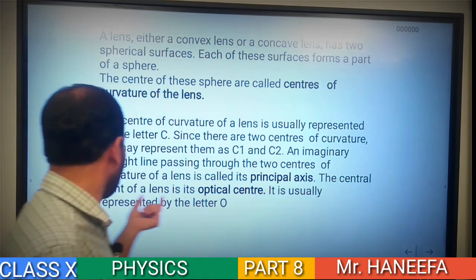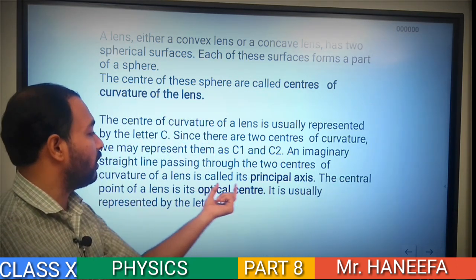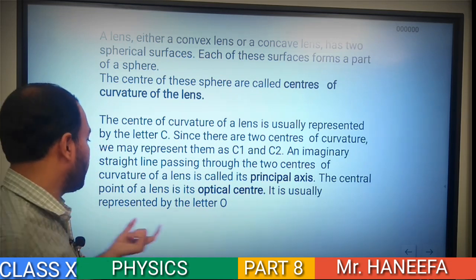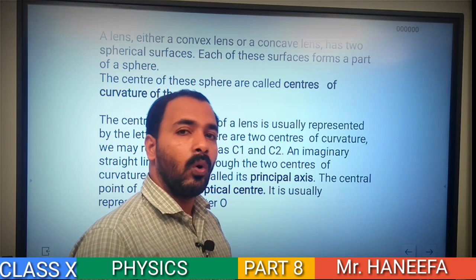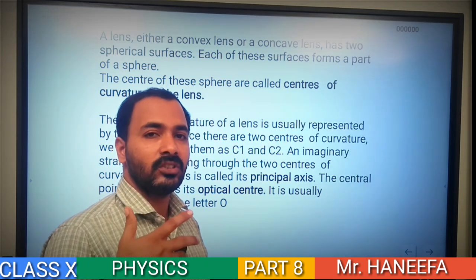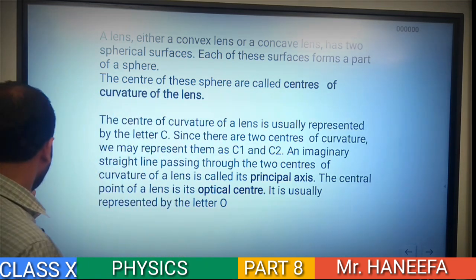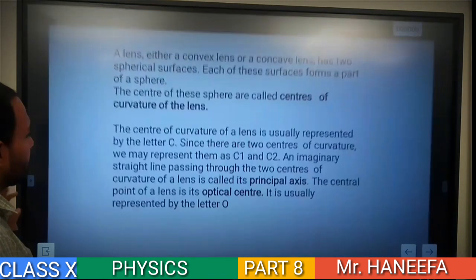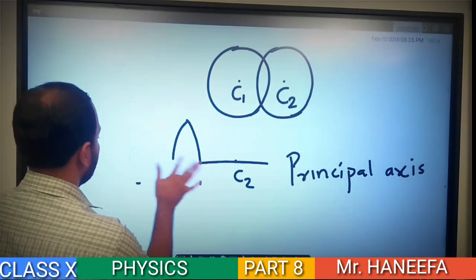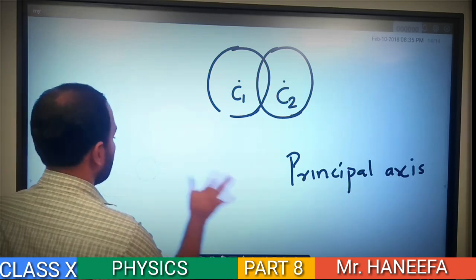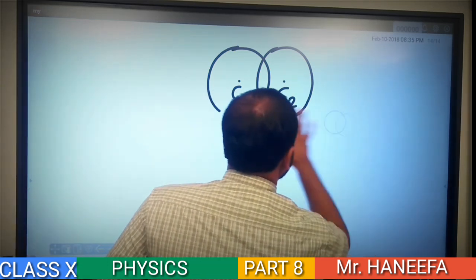The central point of a lens is called the optical center. It is represented by the letter O. Next term is principal focus.